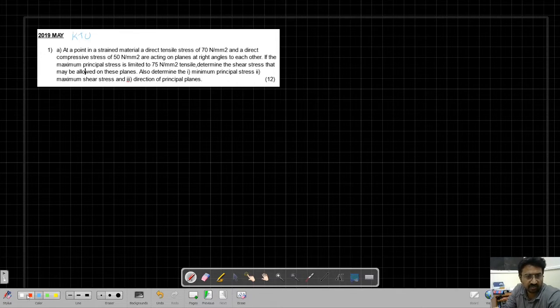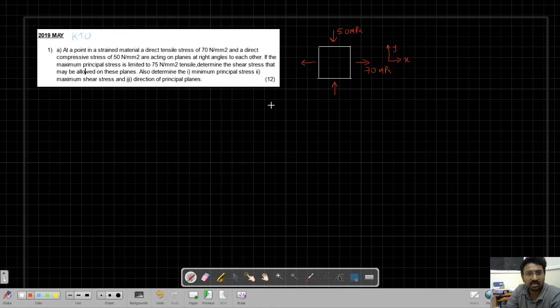Okay, so this is not a very direct question, but if you know all the formulas, you can easily solve this. So what I will do, I will draw the stress block first. I'll assume this is the x direction, this is the y direction. Let's say in the x direction we have the first stress of 70 MPa, which is tensile. And a compressive stress of 50 MPa in the perpendicular direction, at right angle. So this is the compressive stress here, that is 50 MPa.